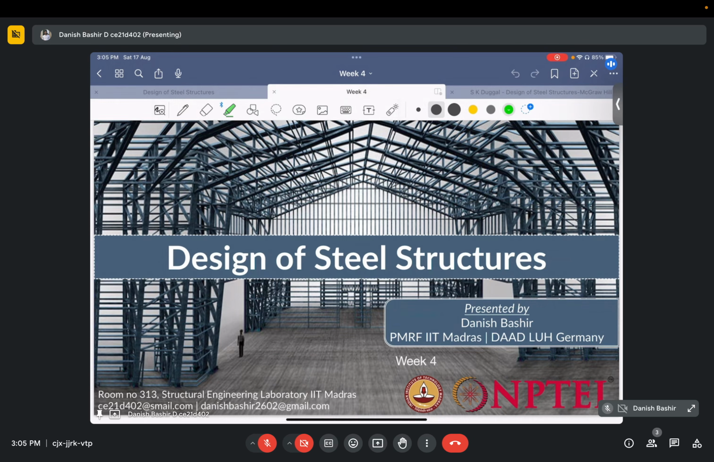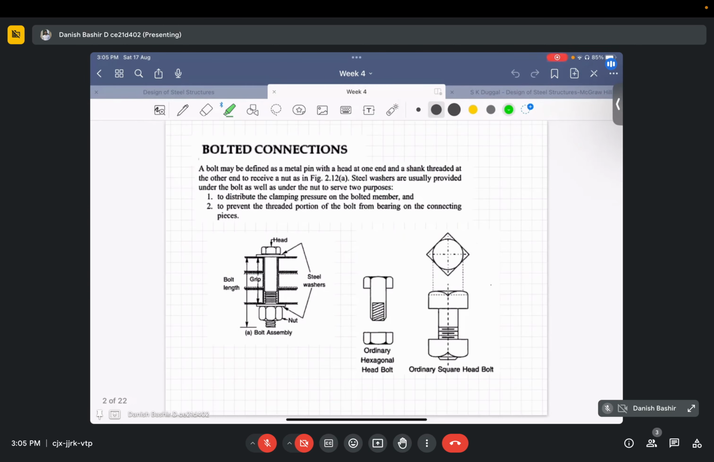Similar to rivets, we now have bolts. What is the classical definition of a bolt? We can define a bolt as a metal pin which has a head at one end and a shank threaded at the other end to receive the nut. Unlike the rivet, where the shank was unthreaded, in a bolt we have threads on the whole shank. I hope you remember from the last class we called this the shank and the upper part the head.